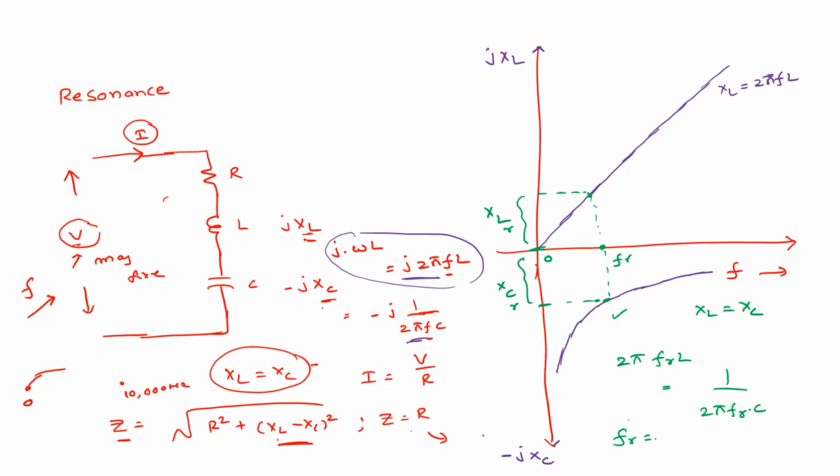So from this, what is FR? FR is 1 by 2 pi root LC. Root LC, sir. So this is known as the resonant frequency. In other words, it is the frequency at which the inductive reactance is equal to the capacitive reactance in a series RLC circuit. That is known as the resonant frequency.